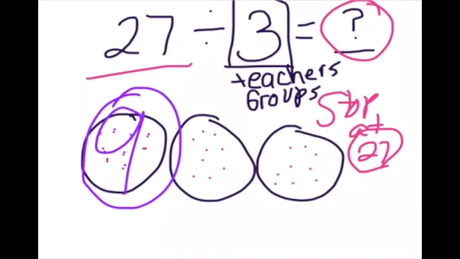Okay, if I did this correctly, I should have how many in each other group? 9, right? Because they all should be the same. Let's just double check. I'm going to count each pink dot. 1, 2, 3, 4, 5, 6, 7, 8, 9. Ooh, I did have 9 in that one.